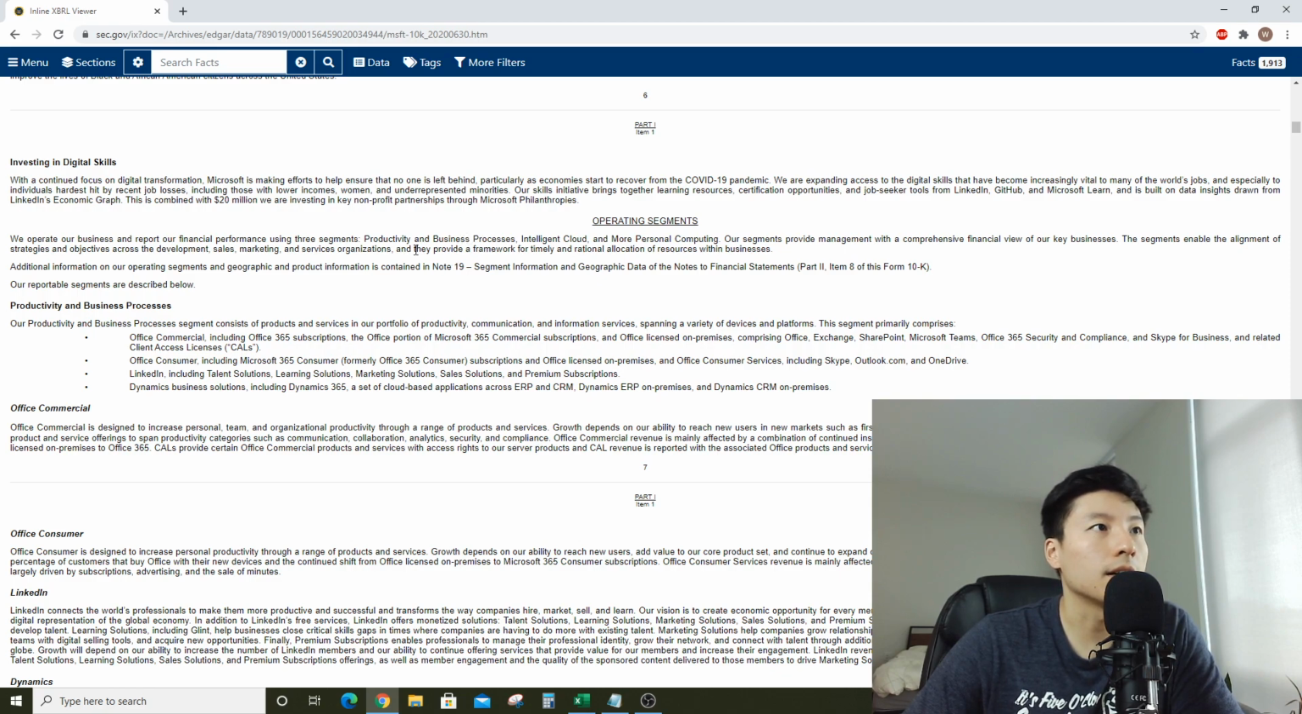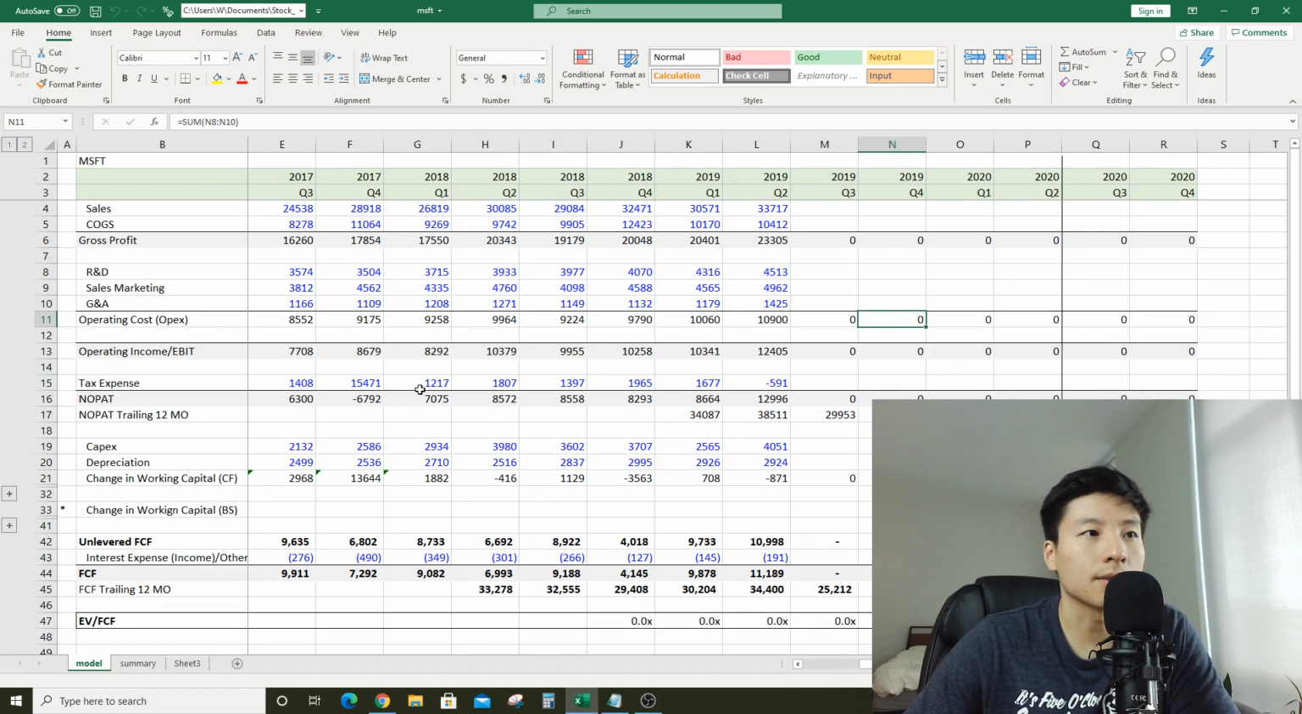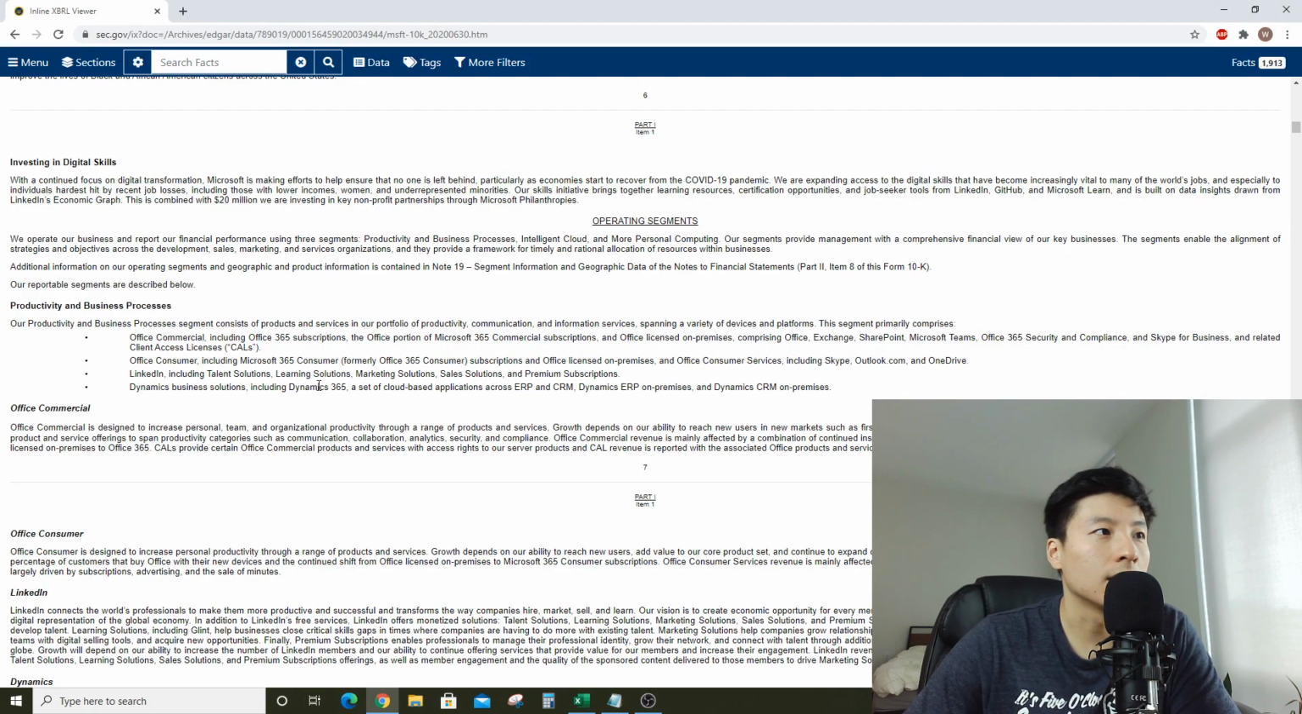Okay, so they basically have three operating segments: productivity and business processes, the intelligent cloud, and more personal computing. Let's see what each of these businesses are. So productivity and business processes includes Office. So all the programs used by yours truly to do his analysis. I'm sure if you worked in an office, you've used Word, PowerPoint, right? Pretty much they have a monopoly on office productivity products. I can't imagine I'd be able to do my job without Excel.